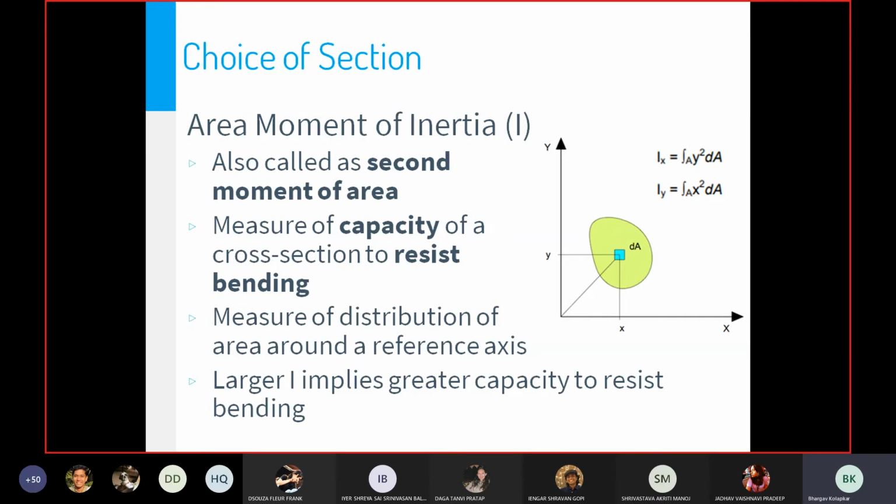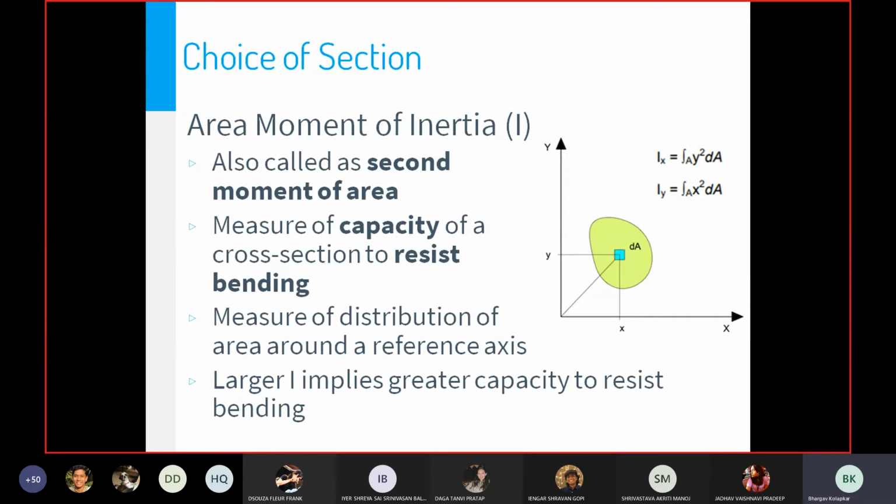Okay, that's fine. So this is just a basic understanding. We did not get into the technicals and the details of it. But the question is, why is this term important to us? Because moment of inertia is the measure of capacity of the cross section to resist bending.